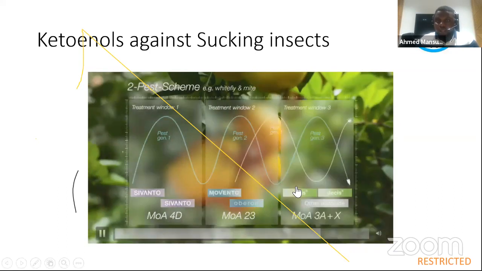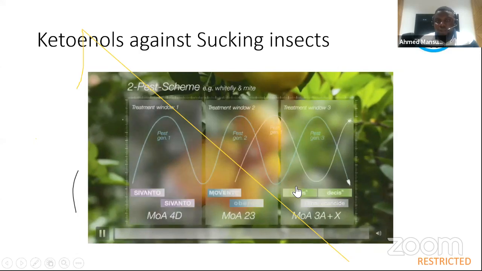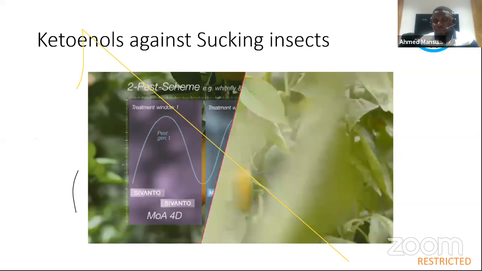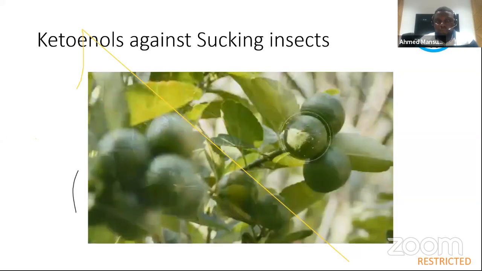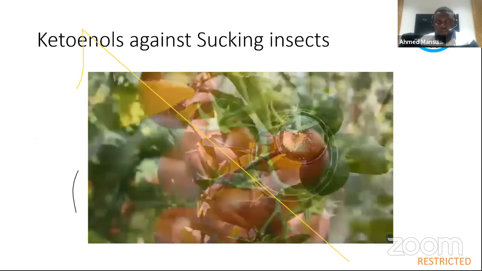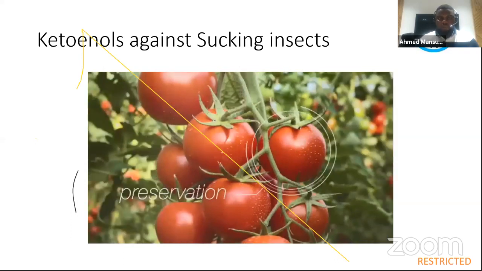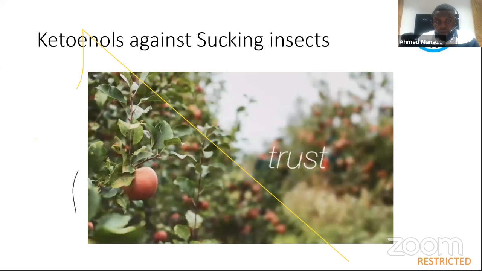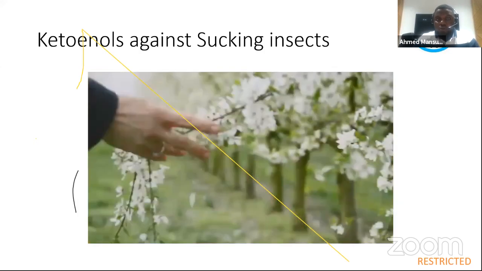So that's just the idea. You need to alternate different products to ensure you are not repeating the same and prevent resistance on your crop. So the responsibility lies on everybody, if you're a farmer, to choose and ensure you respect the alternation program.